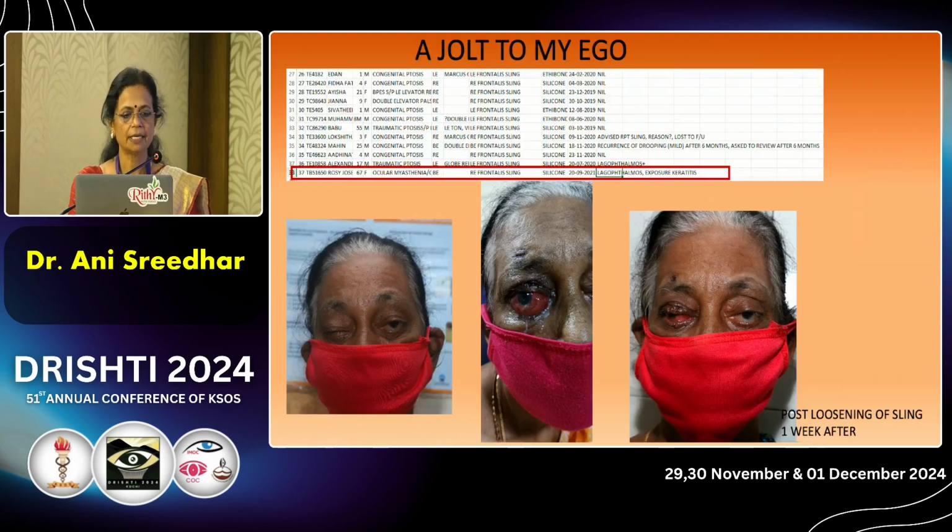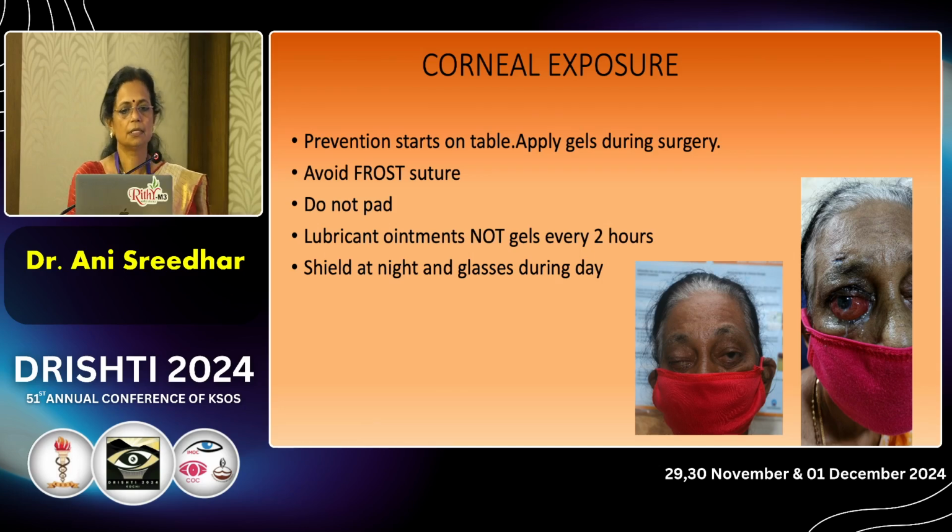So we found that one case of myasthenia we had done had orbicularis weakness, and she developed corneal exposure. So I think more than Bell's phenomenon and Schirmer test, orbicularis weakness is the one which is more prone to produce corneal exposure. So on the table itself, during surgery, we apply Visilon, and we avoid a Frost suture, that is suturing the lower lid and taping it to the upper lid. We don't do it because the next day when we open the pad, the suture will be rubbing on the cornea. For many years now we are not doing it.